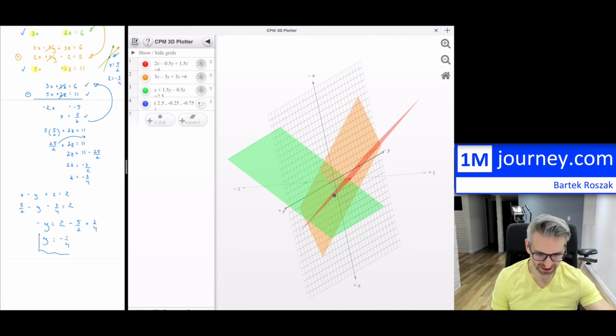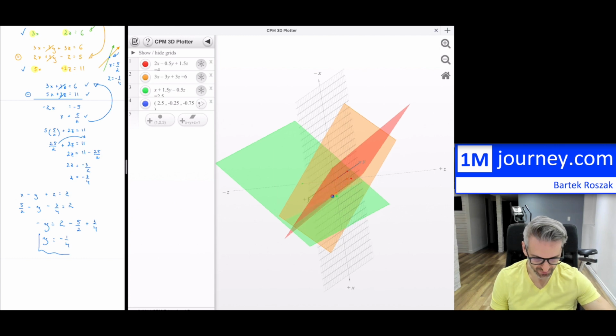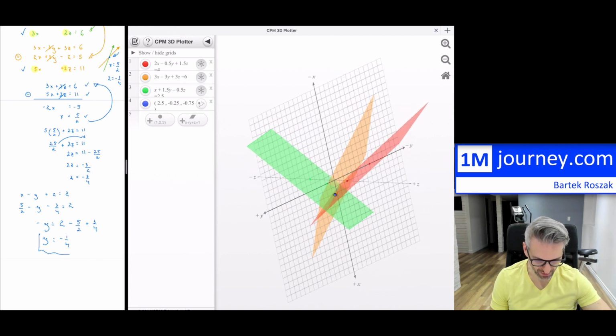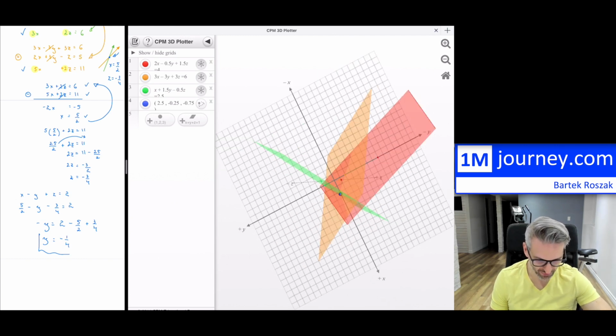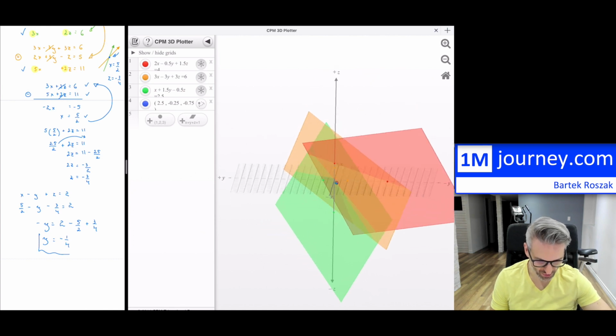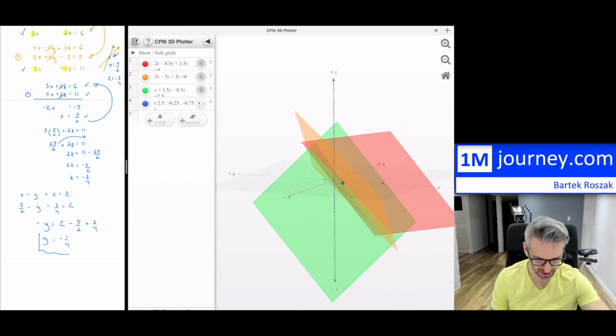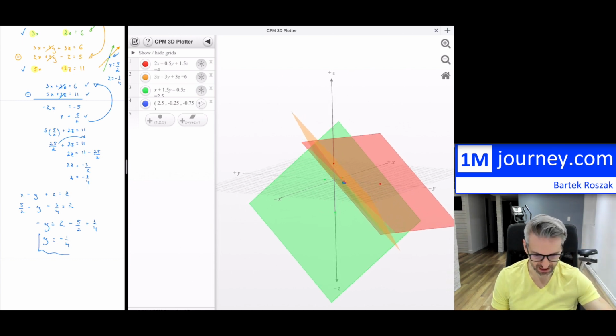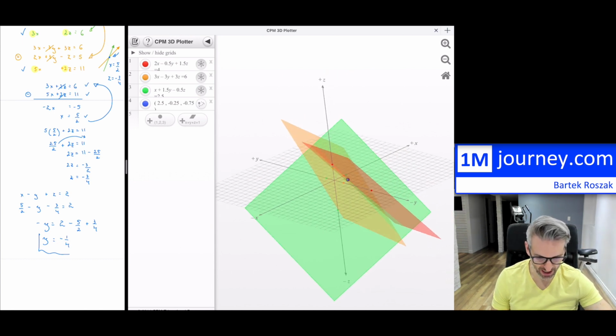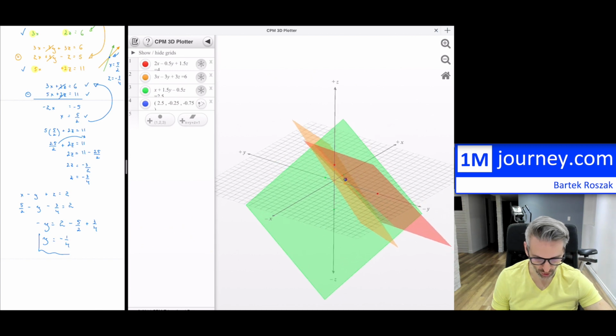All right, so welcome back. I'm plotting this on the CPM 3D plotter. So you can definitely do that. It's a 3D graph. And so those are my three planes. Now I know that I've swapped this around, so this is how it should look. Your z is up. So you have the green, the red, and then there's the orange.